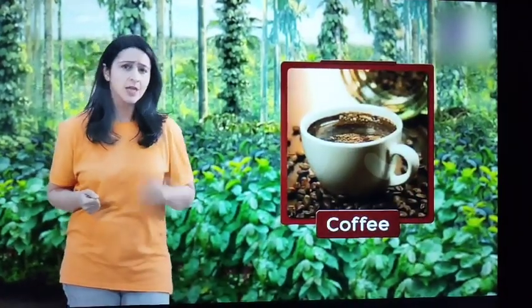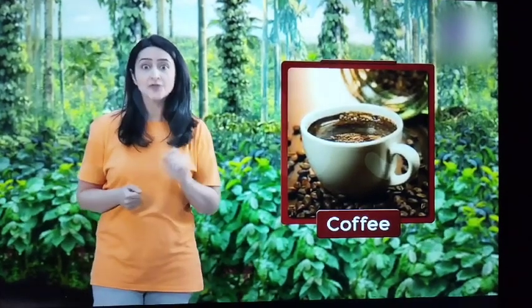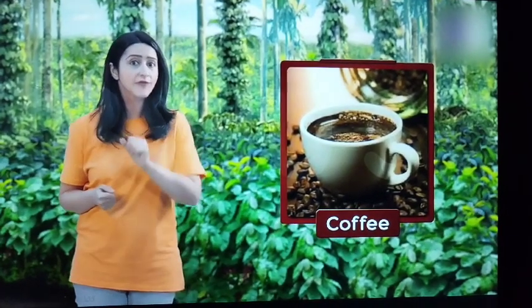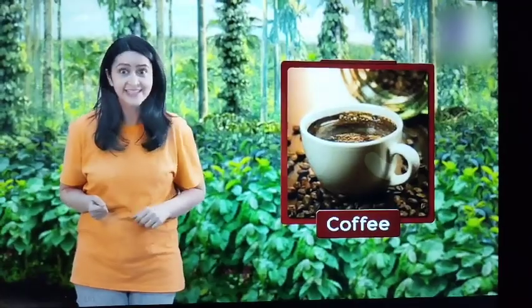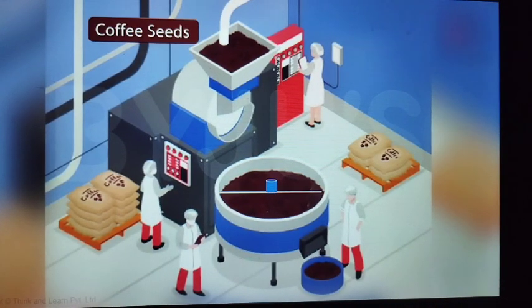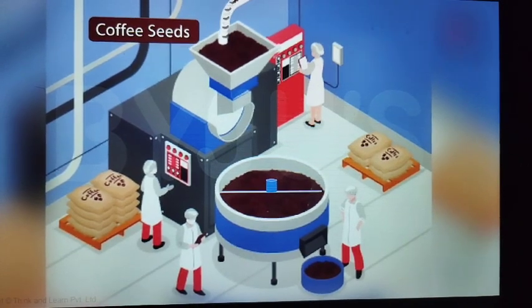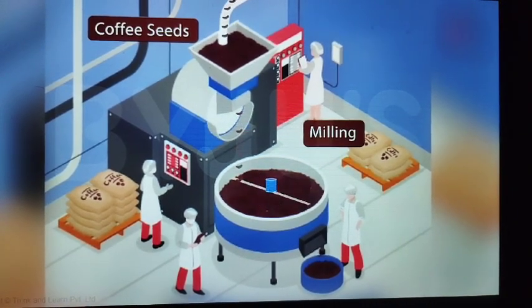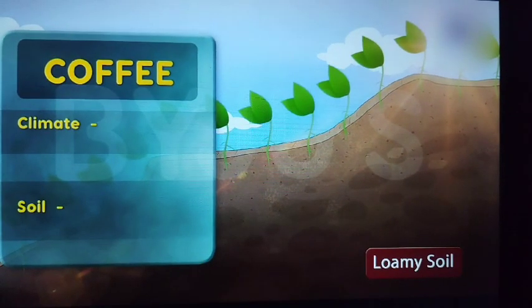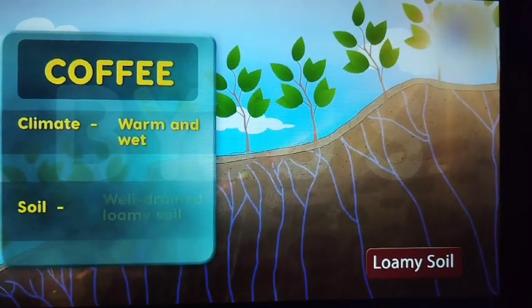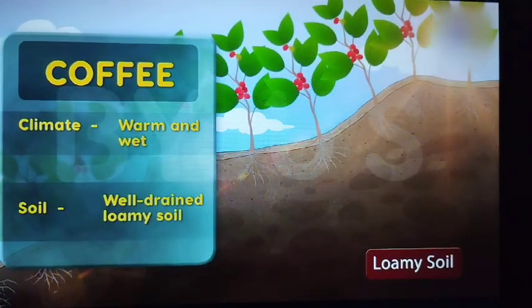Next, let's discuss another crop that is used to make a popular beverage, coffee. Do you know which part of a coffee plant is used to make coffee powder? Well, it's the seed. Coffee powder is obtained after processing the seeds of coffee plants, which is also known as coffee beans. Coffee plants require warm, wet climate and well-drained loamy soil.